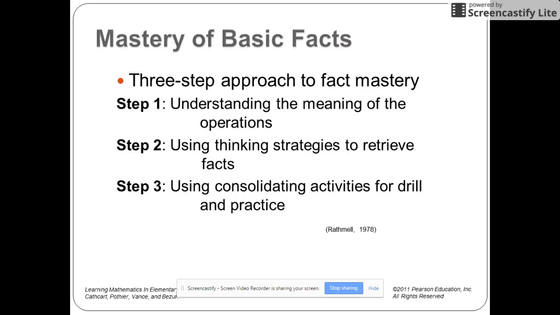So to teach your students mastery of the basic facts or single-digit computation, we have a three-step approach to fact mastery. First, the children must understand what each operation means. Secondly, we use thinking strategies, called mental strategies, that can be used to relate known facts to unknown facts.